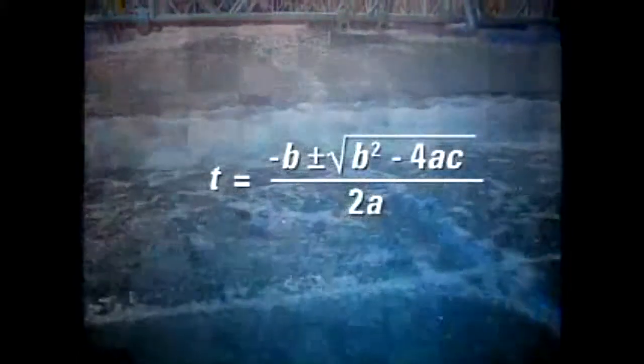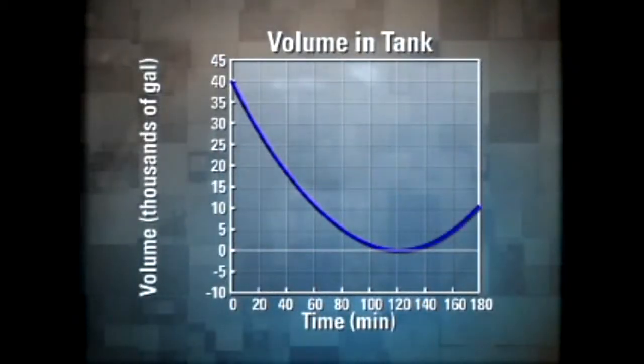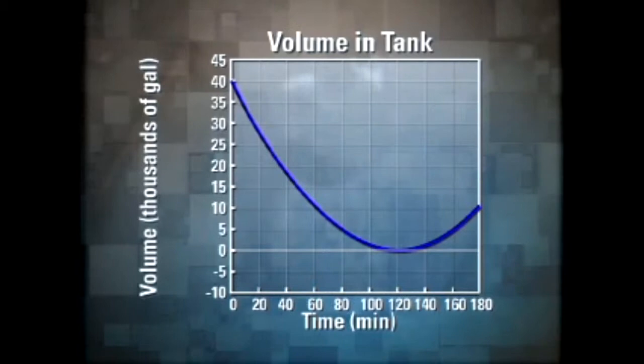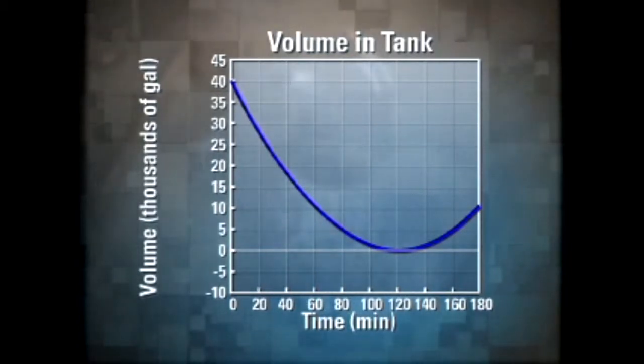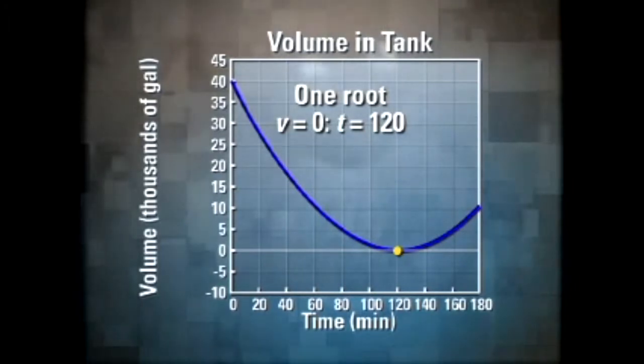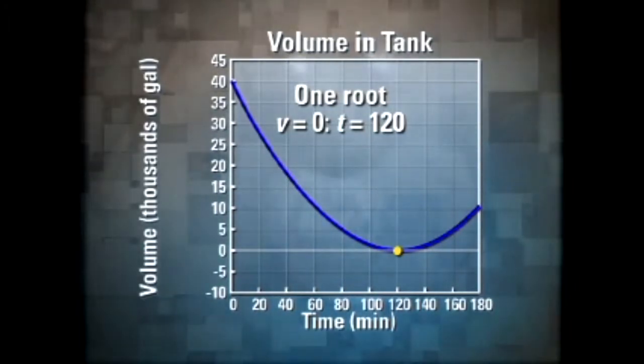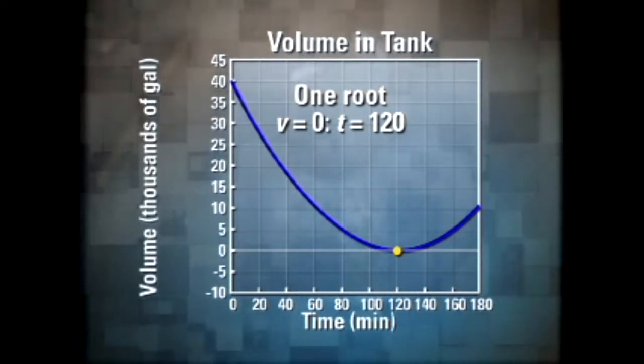The discriminant, the part under the square root sign, is 0. When the discriminant equals 0, the equation has only a single root. This is reflected in a graph that touches the x-axis at one point, as does the one for this equation. Here, the root is 120, meaning the tank empties in 120 minutes or 2 hours.